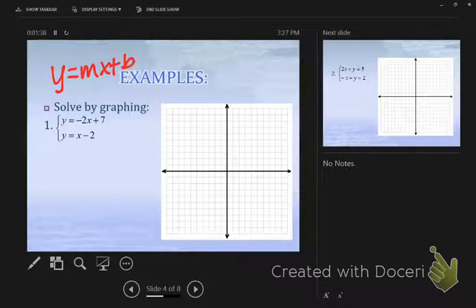So we go up to 7 and put a point on our y-axis. Then we use our slope as negative 2 or negative 2 over 1 to get more points. So negative 2 over 1 means we go down 2 to the right 1, down 2, right 1. And we can keep doing that to get more and more points on our graph.